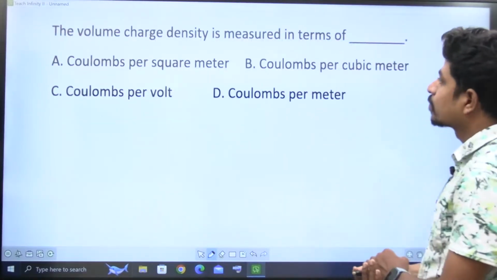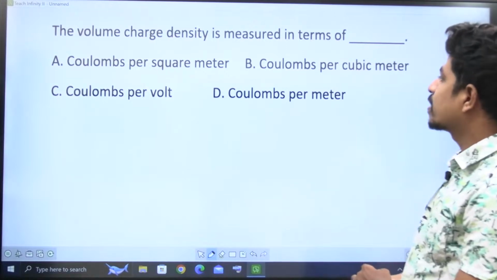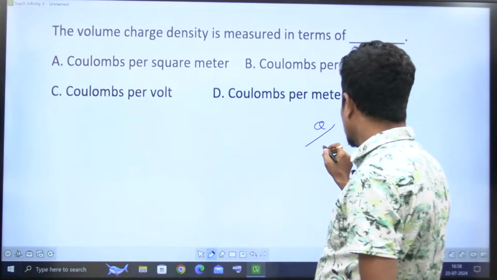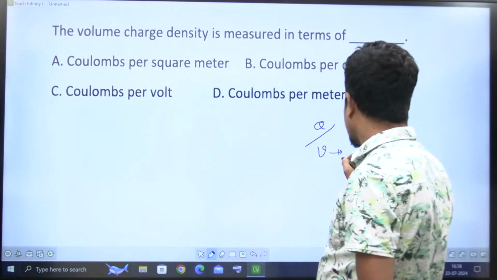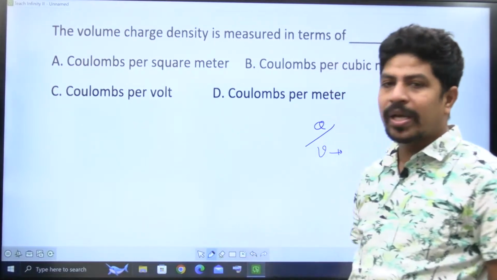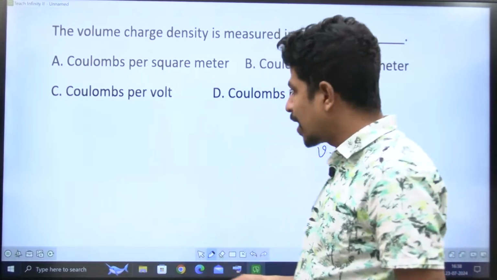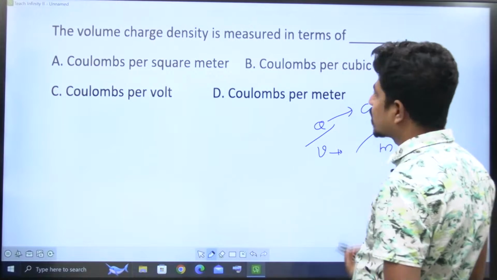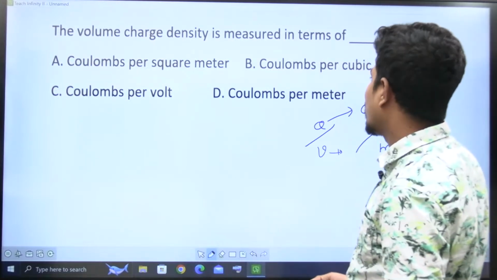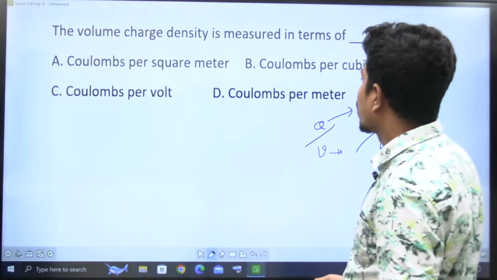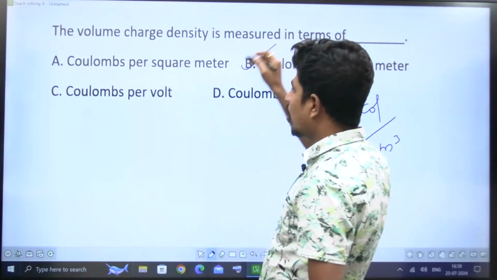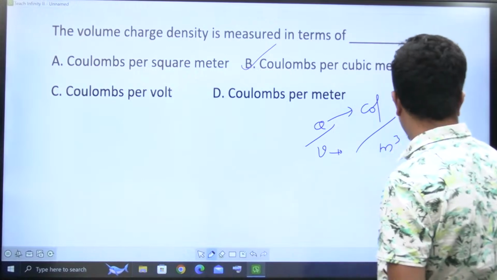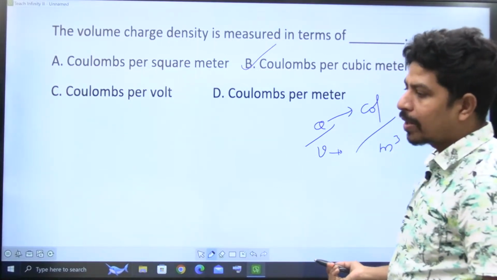Next question, please. The volume charge density is measured in terms of charge per volume. Volume units are meter cube. Meter cube is nothing but a cubic meter. Meter cube or cubic meter, both are the same. So this is coulombs and this is meter cube. Let us see option A: coulombs per square meter. No, coulombs per cubic meter. Yes, it is. Option B, coulombs per volt, nothing. Coulombs per meter, no. Coulombs per meter cube. Option is B. B for Bombay, right?